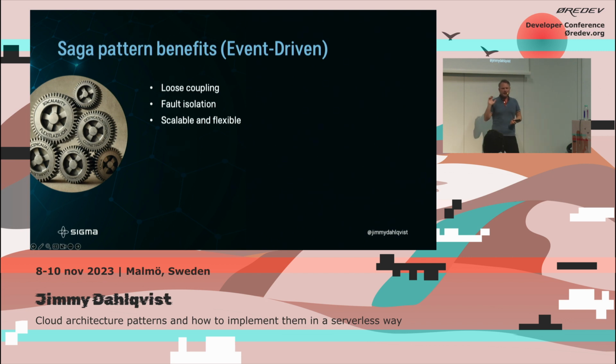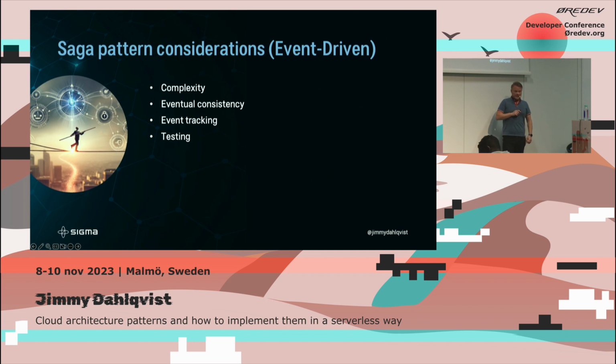The benefit of it is that we can introduce very loose coupling between our services. They don't need to understand each other. Our transaction becomes very self-driving. It introduces fault isolation. There's no need for other services to fail because we have one failure of a service. If you have one failing service, it will retry until it can process the transaction and move on in the Saga. It creates a very scalable and flexible solution.